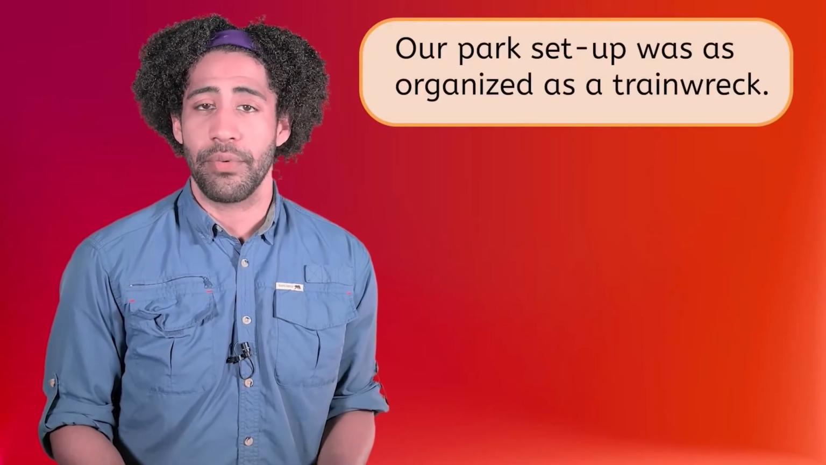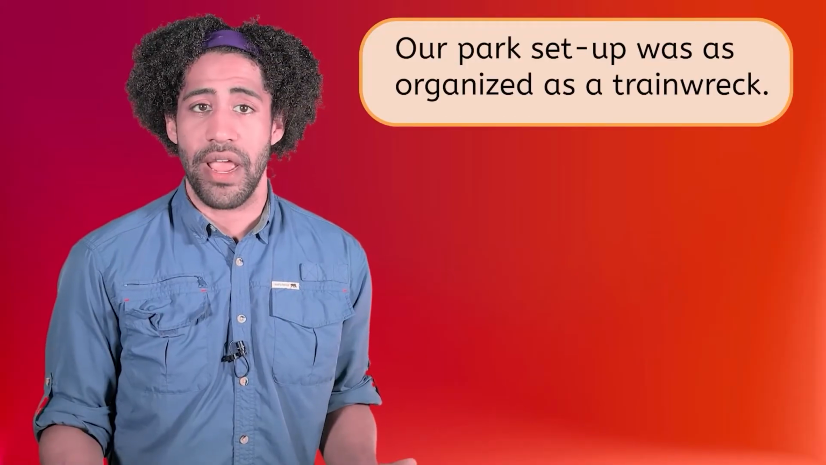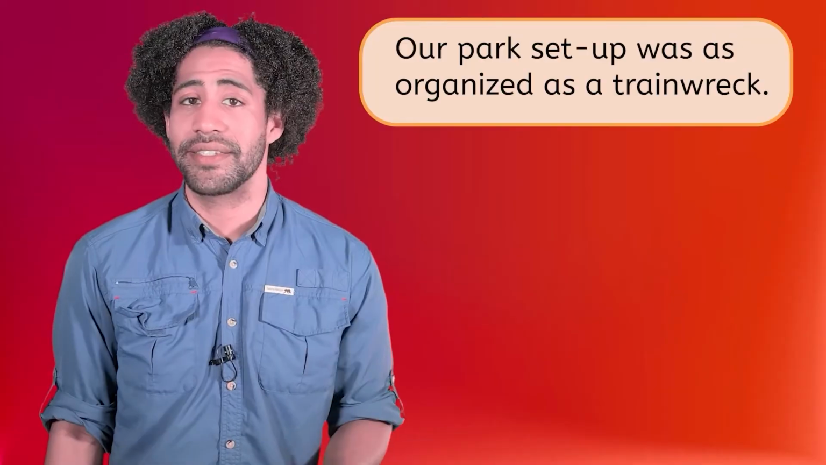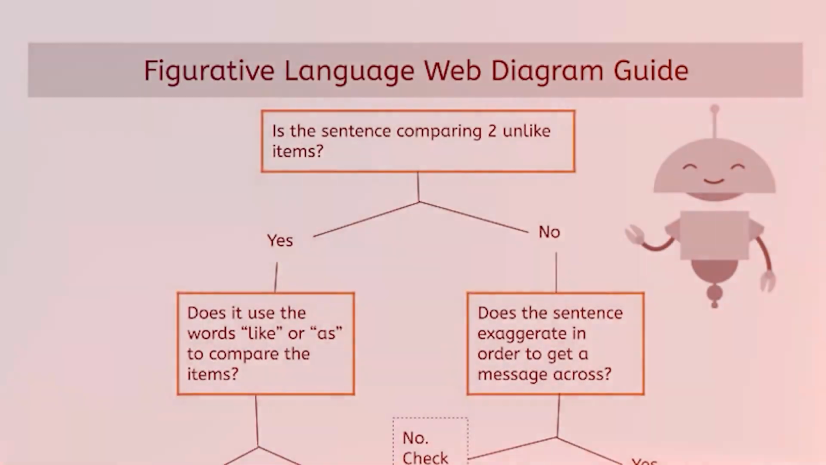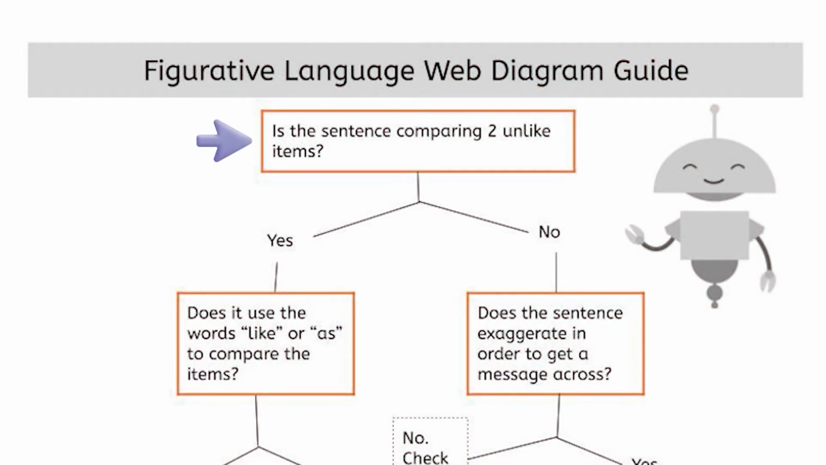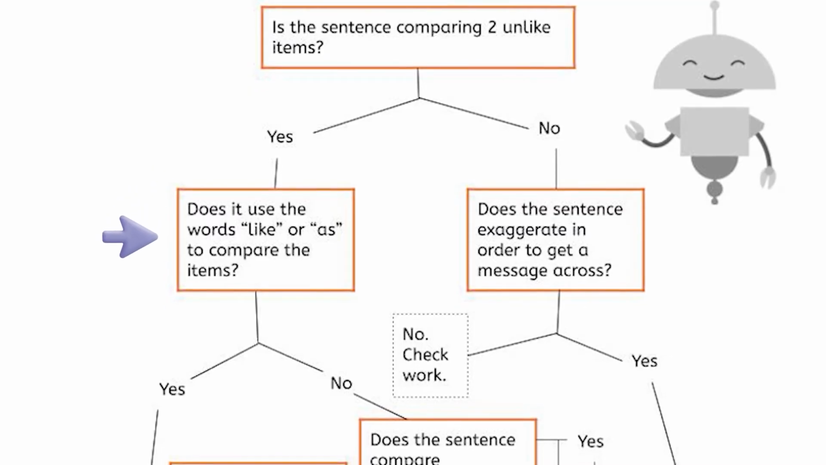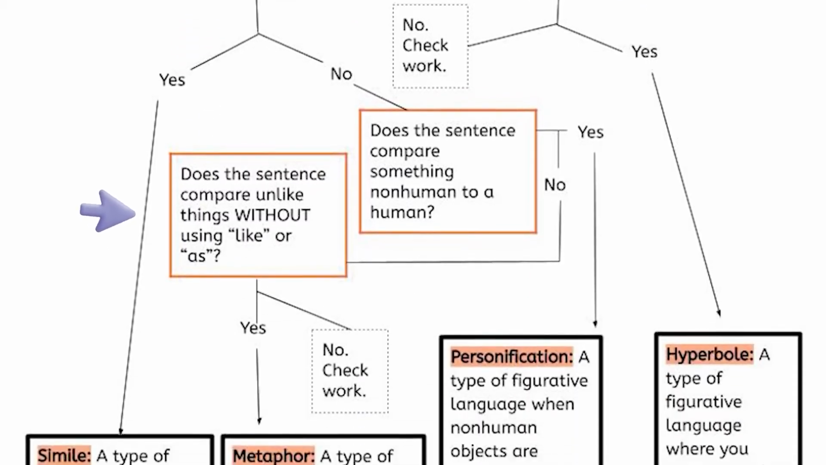The first sentence was, our park setup was as organized as a train wreck. Let's look at the guide to make sure that this sentence is a simile. The sentence is comparing a park lunch to a train wreck. Those are definitely unlike each other, so we will follow yes on the diagram. Does it use the words like or as? So this sentence is definitely a simile.